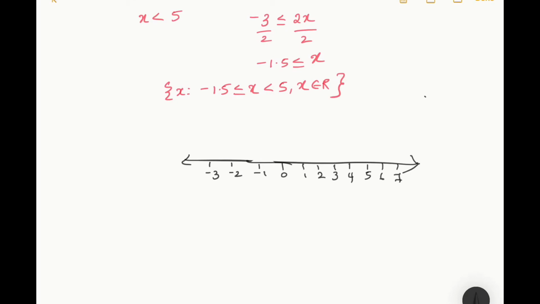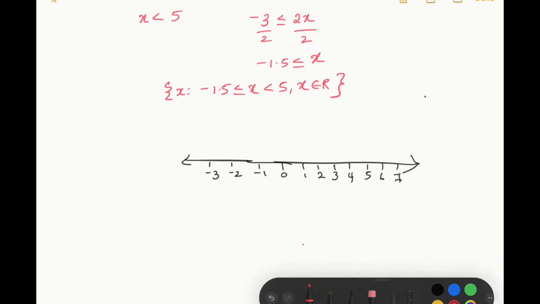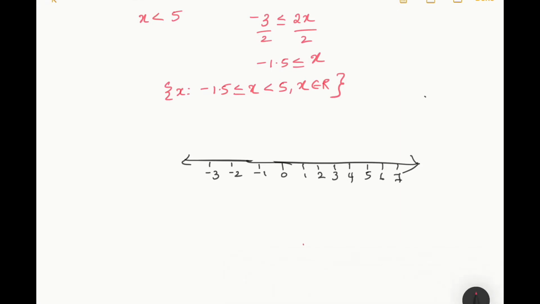Okay, it's real numbers. So how do you represent it? It's minus 1.5. So it is between minus 1 and minus 2, right? So we'll take this and darken it here between this. Then the other side is less than 5. Now cover all of it. Okay. This is how you do the problem. Hope it's clear to you all.